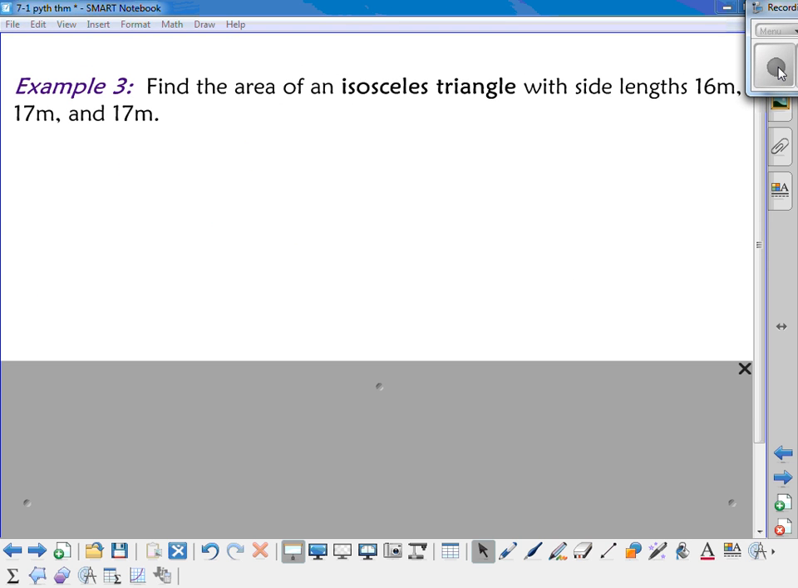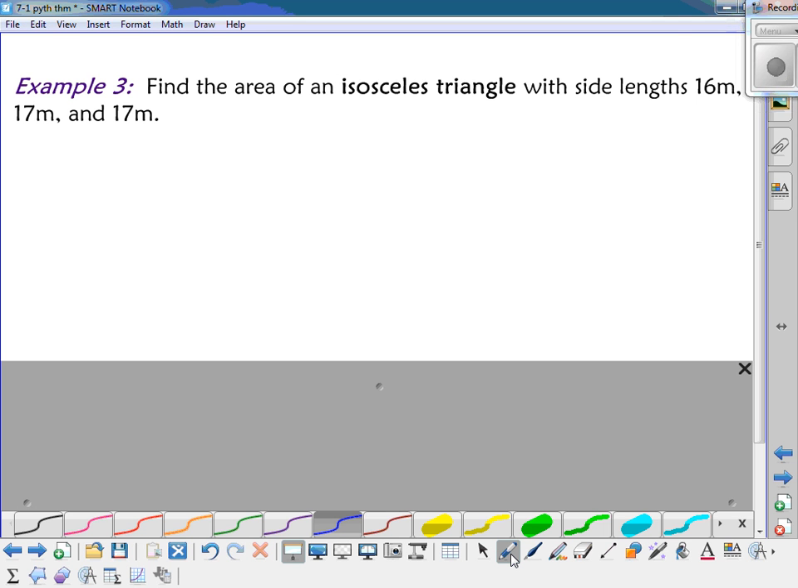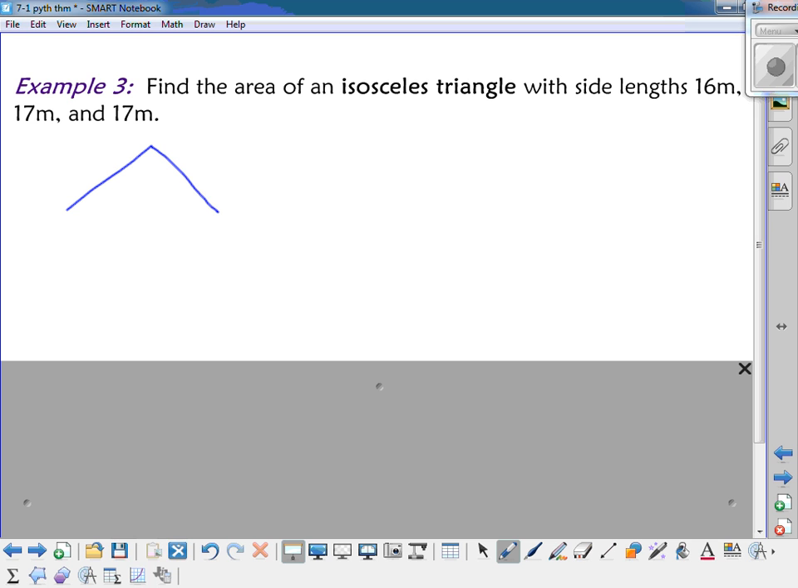Okay, so for our next example, we're going to find the area of an isosceles triangle that has side lengths of 16 meters, 17 meters, and 17 meters. So again, since they didn't give me a picture, I'm going to draw myself a picture. It's definitely not to scale because the 16 is longer. Okay. So if I draw my isosceles triangle, when I draw the altitude, I cut the base in half, right? Yep. So each of these is 8.